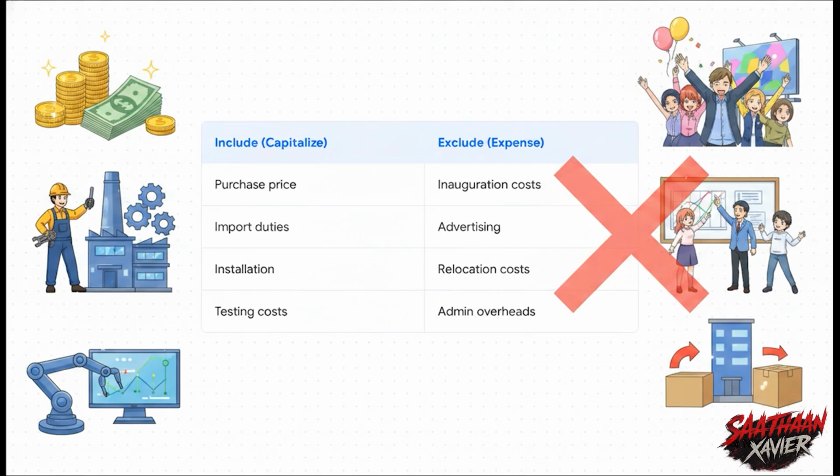But here's the catch. Things like inauguration parties, advertising your new product, staff training, and relocation costs, those are never added to the asset's cost. No exceptions. They are just regular day-to-day business expenses. Examiners love, and I mean love, to throw in staff training to trick you into inflating the asset's value. Seriously, don't fall for it.